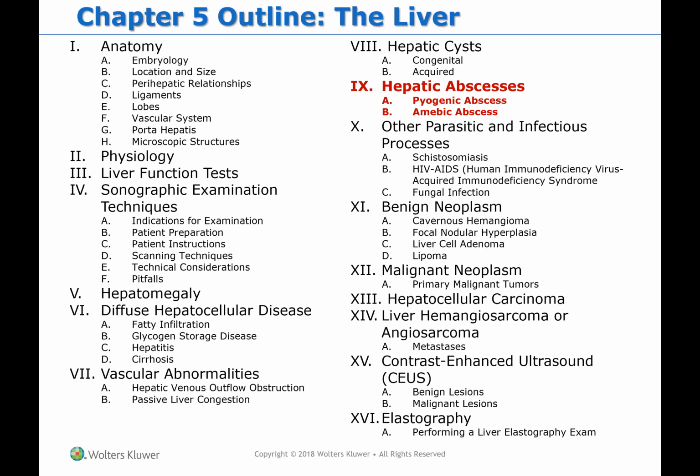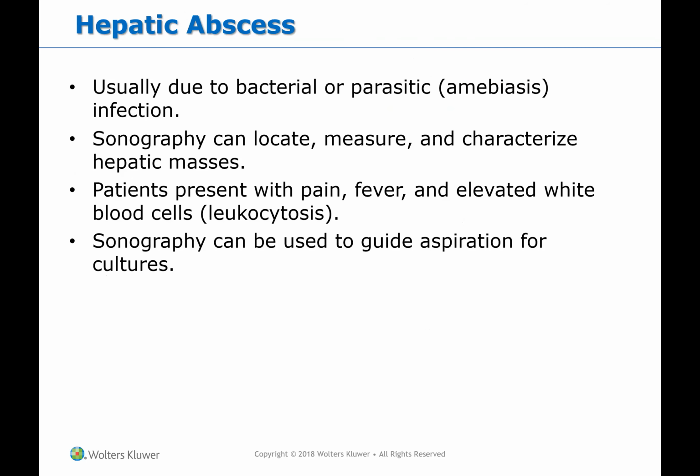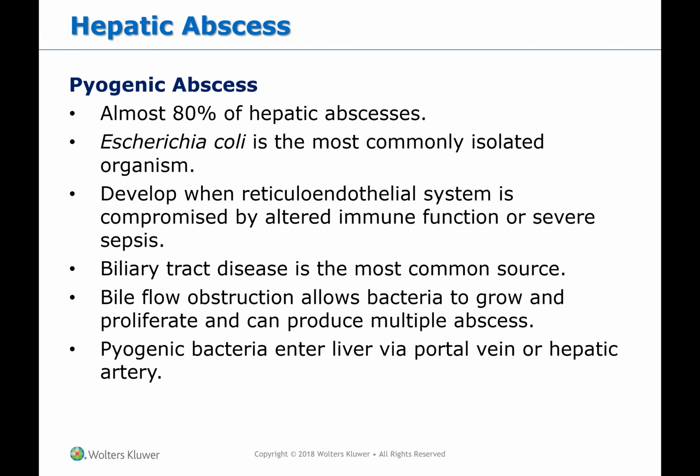We're going to go to hepatic abscesses. Talk about amoebas. With any kind of abscess, patients do not feel good, and they present with pain, fever, and elevated white blood cell counts, leukocytosis. So sonography can locate, measure, and characterize hepatic masses, usually due to bacterial or parasitic infections. And sonography can be used to guide aspirations for cultures. A pyogenic abscess is almost 80% of hepatic abscesses. E. coli is the most common isolated organism.